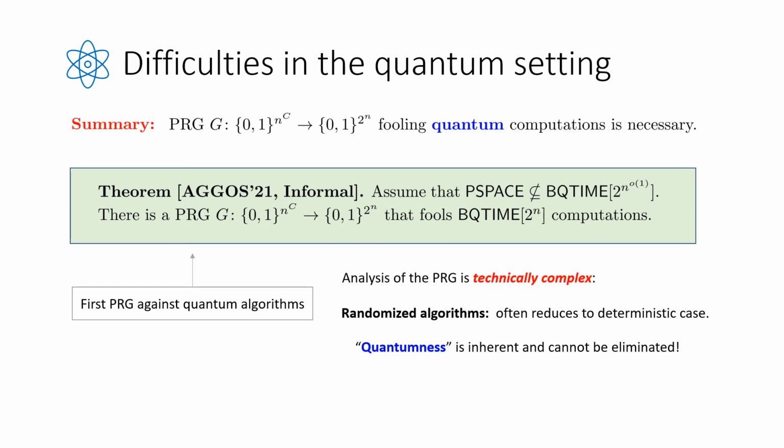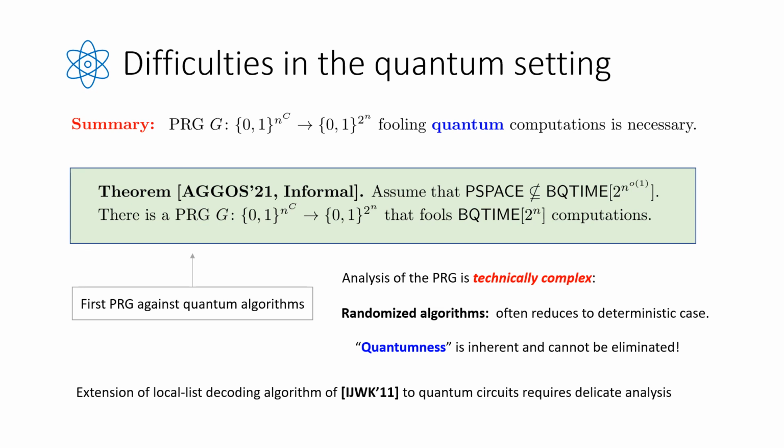The analysis of the PRG is technically complex. Typically, when analyzing randomized classical algorithms, we can often reduce the analysis to the deterministic case. But in our setting, quantumness is inherent and cannot be eliminated. In particular, we provide an extension of a local list decoding algorithm of IJKW to the setting of quantum circuits, and this extension requires a delicate analysis.